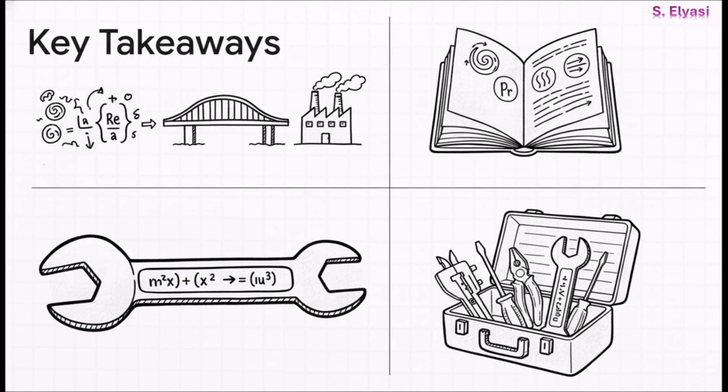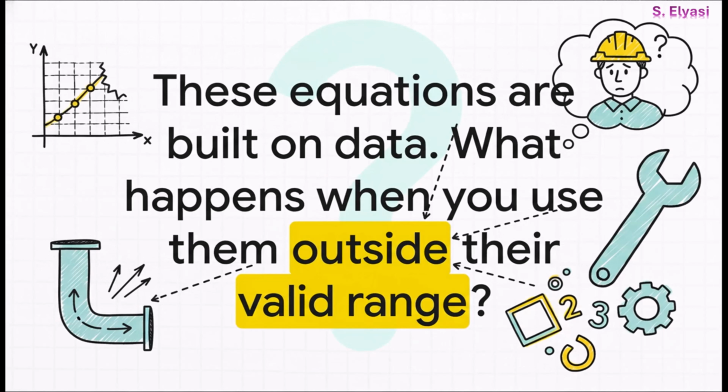All right, let's wrap this up. What are the big things to take away from all this? First, empirical correlations like Dittus-Boelter are how we solve messy, real-world problems that theory can't handle alone. Second, those dimensionless numbers, Re, Pr, and Nu, they aren't just letters. They tell a physical story about what's going on. Third, the Dittus-Boelter equation is your go-to powerful tool for turbulent flow. And finally, and this is so important, great engineering is all about choosing the right tool for the specific job you're facing. And that brings us to one final, really important thought to leave you with.